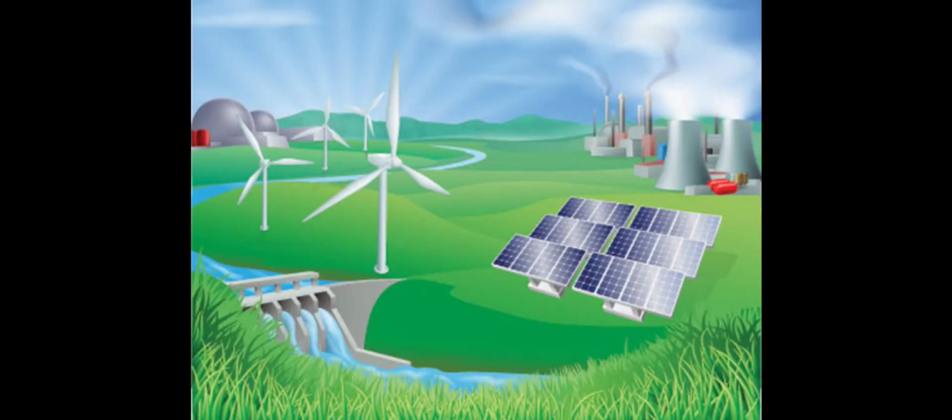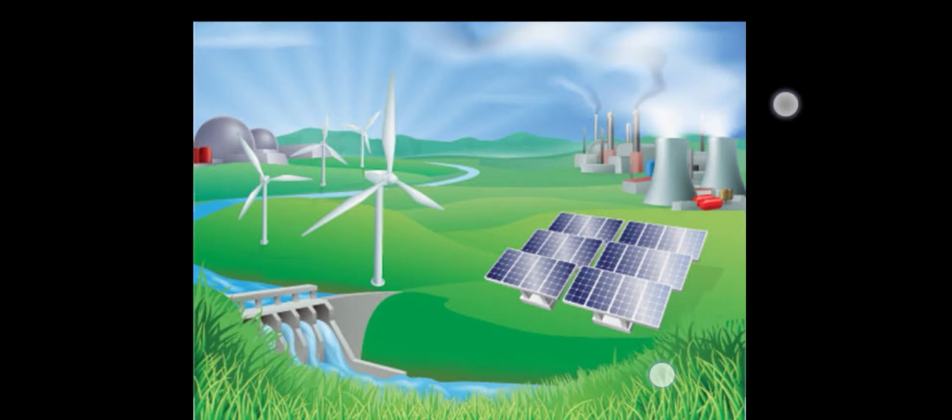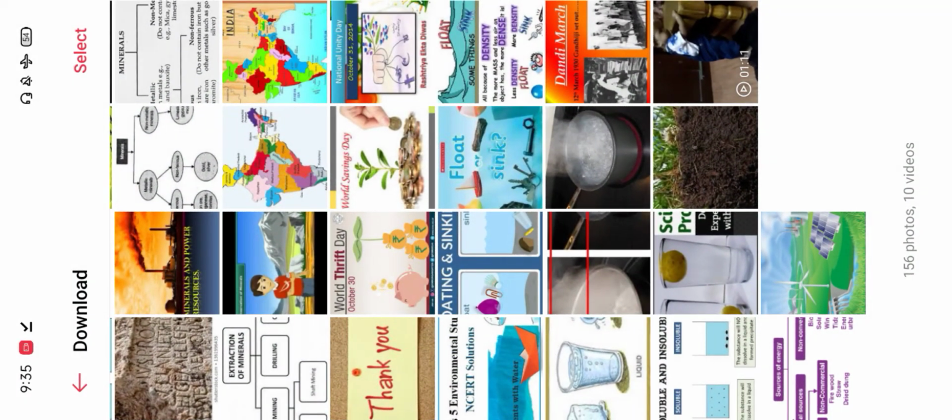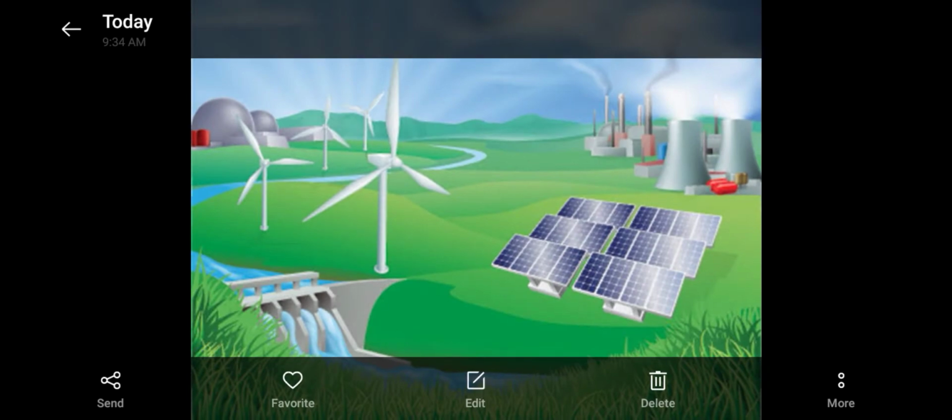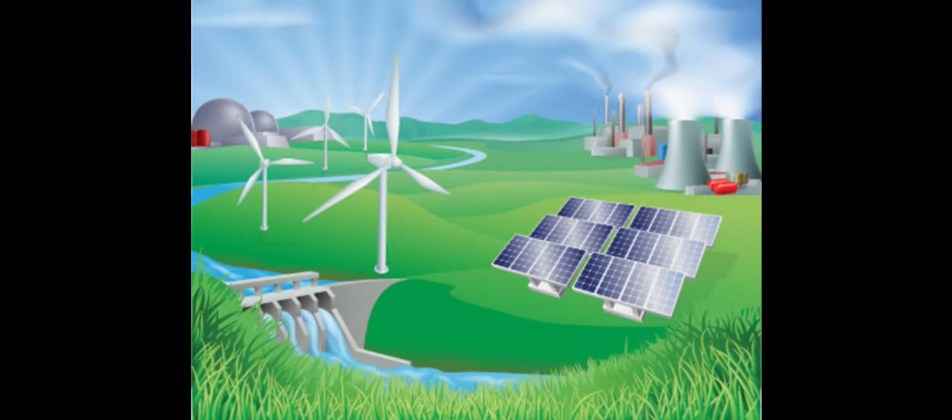Yes, now we are moving to the second part of this chapter. The first part we have seen is about minerals: types, extraction, uses, distribution, etc. This is the second part of the chapter. Can you guess something from this picture? They have given solar energy, wind energy, hydel energy, biogas, many things here. So, can you guess something from this? Yes, we are going to see about power resources.